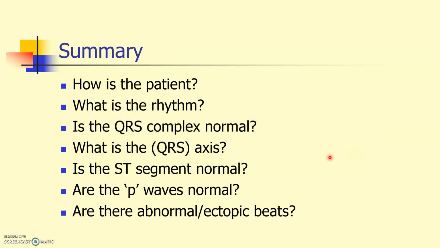So again, just in summary, this is the systematic approach we use. How is the patient? What is the rhythm? QRS complex, QRS axis, ST segment, P waves, and then abnormal or ectopic beats.